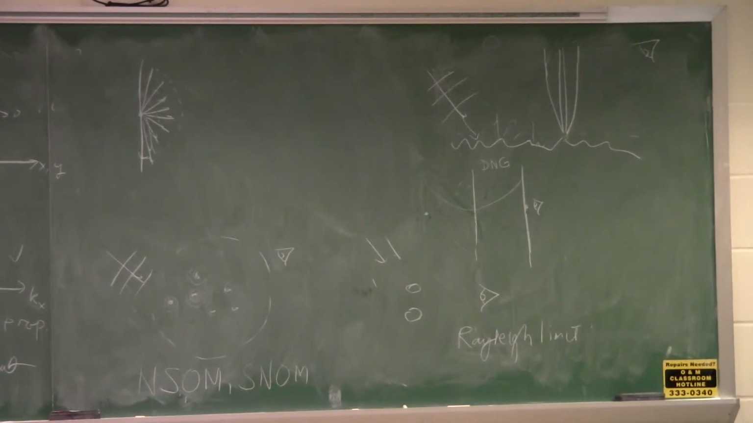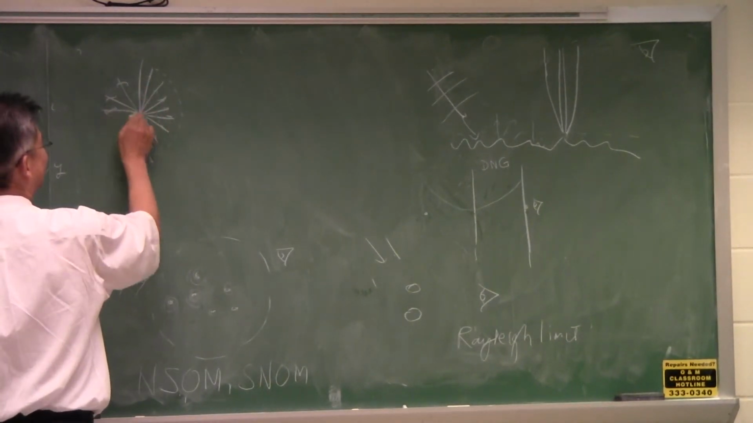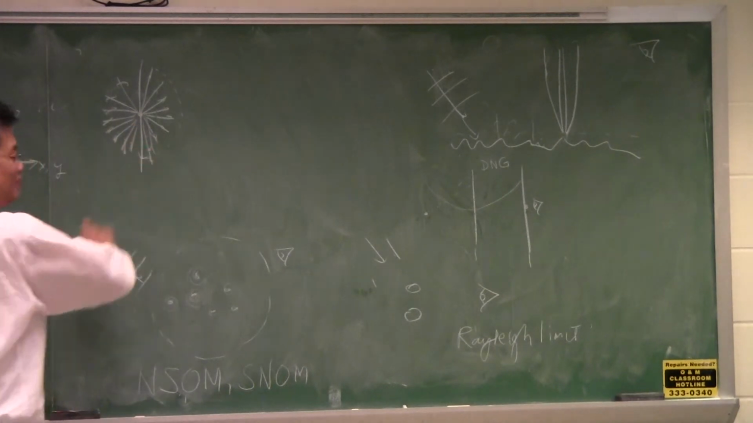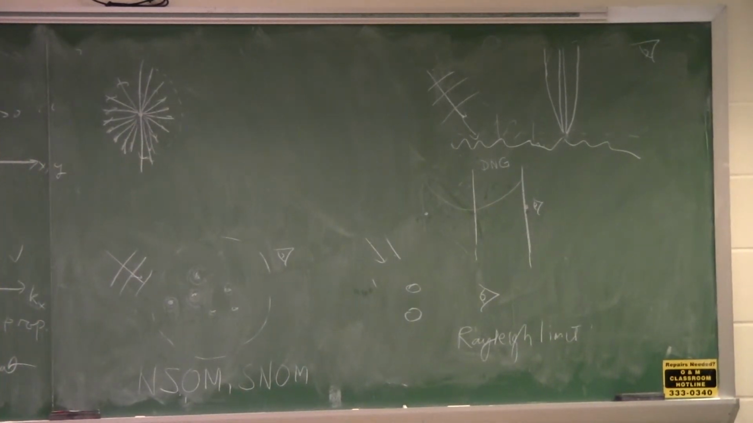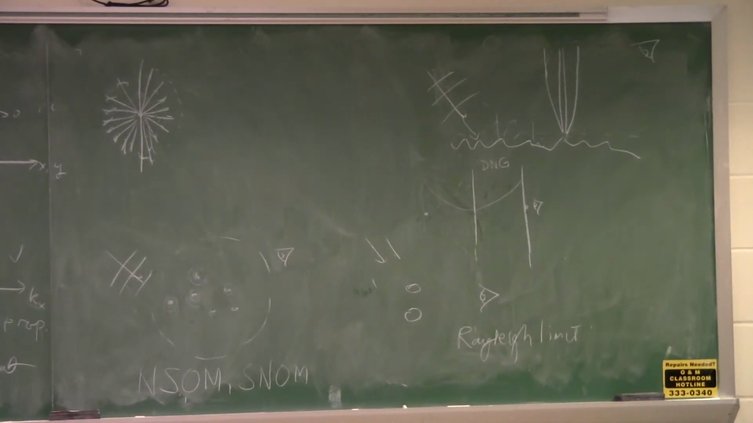Why doesn't the wave propagate beyond? Oh, they have some over there too. Okay, I just didn't draw them. Okay, you want me to draw them in? I'll draw them in. Okay. So, but beyond the grazing angle will be evanescent wave, right? That's what it means.